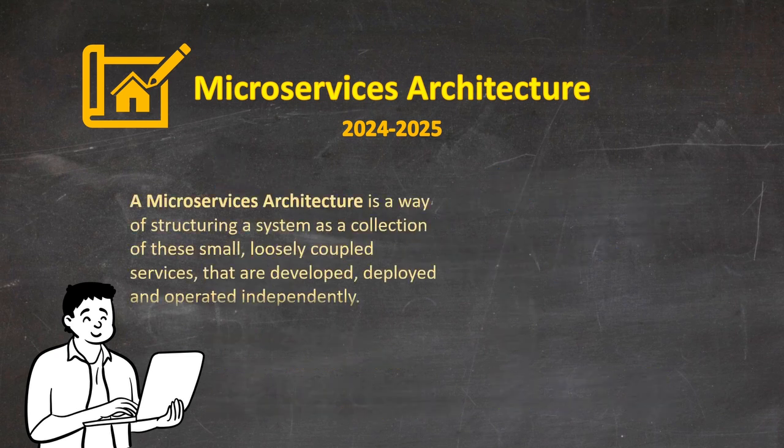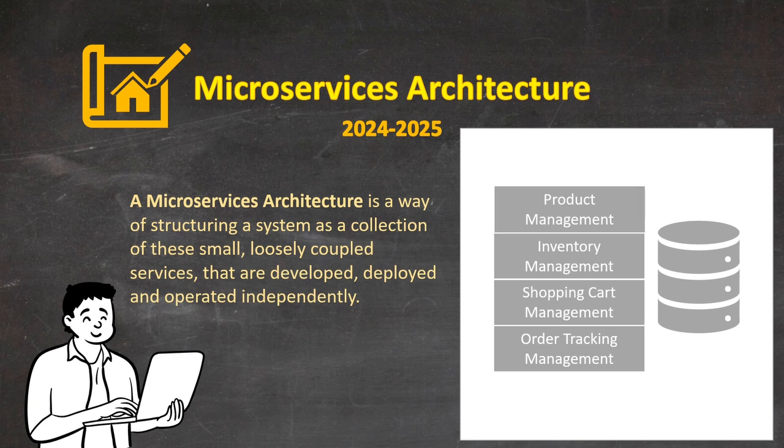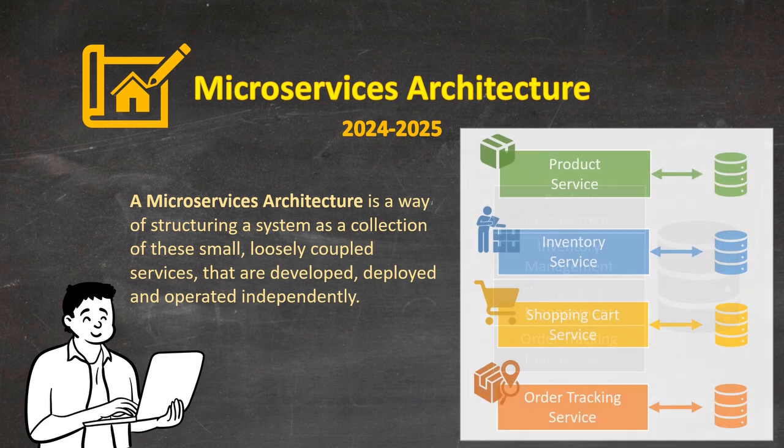When we talk about microservices architecture, we're referring to a way of structuring an application as a collection of these small, loosely coupled services that are developed, deployed, and operated independently. Think of it like a complex machine, where each component can function independently. For example, in an online shopping website, you might have separate services for product search, shopping cart management, inventory management, and order tracking management. Each of these services operates on its own but works together seamlessly to create a complete and functional application. Now allow me to describe what we're going to talk about in this 10-part tutorial series.